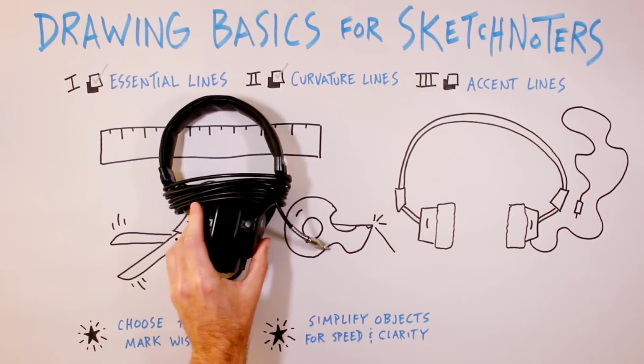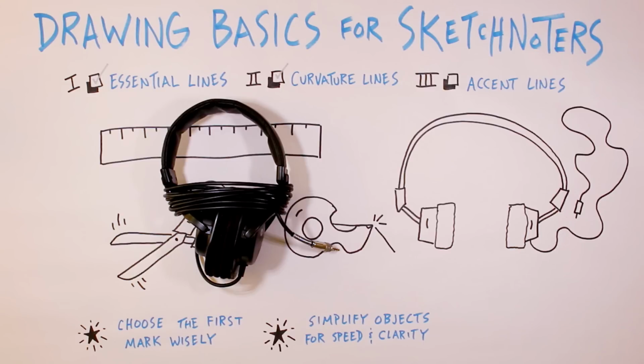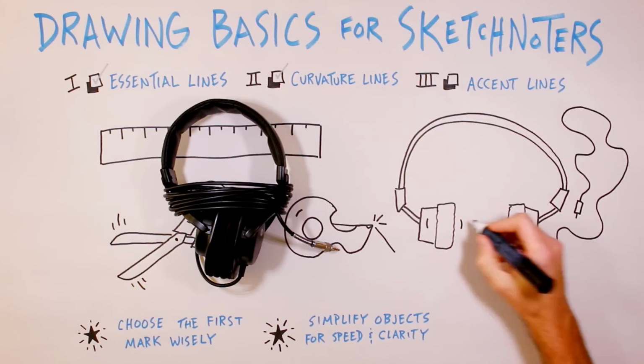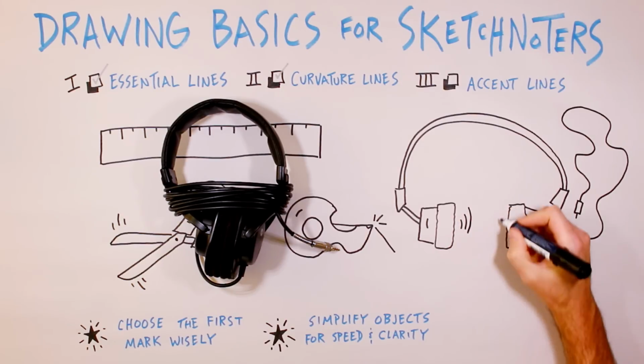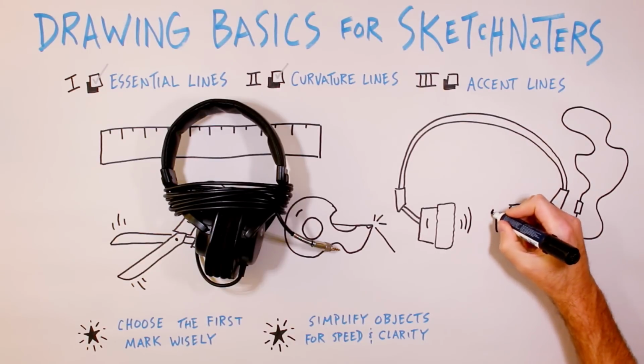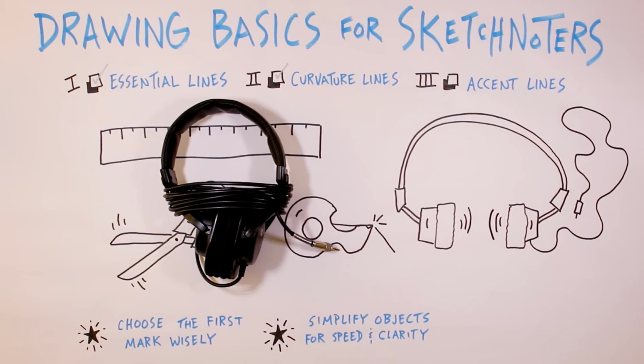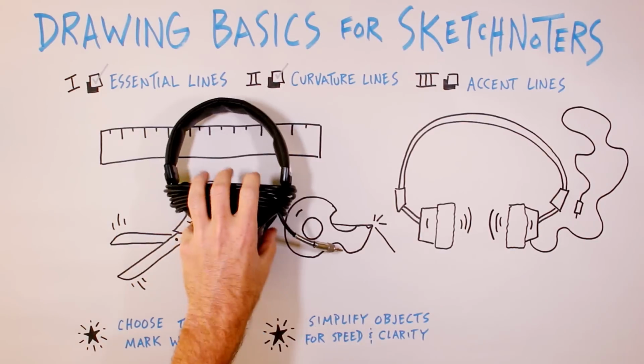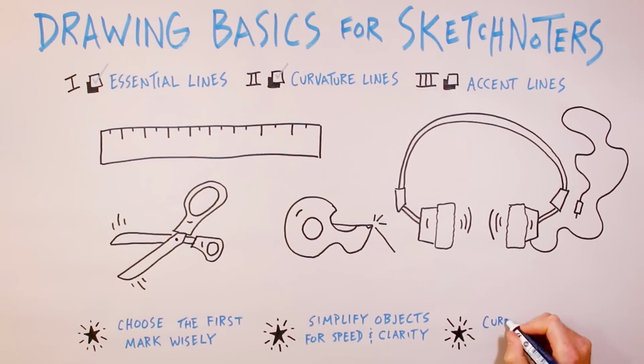Moving on to our headphones, we might want to show sound coming out of them. For sound, I again use 3 lines, but this time radiating outward, each one a bit longer than the last, to represent the sound waves coming from the headphones. As with curvature lines, I tend to take the approach of the fewer the better with accent lines. There's no need to clutter your drawing.